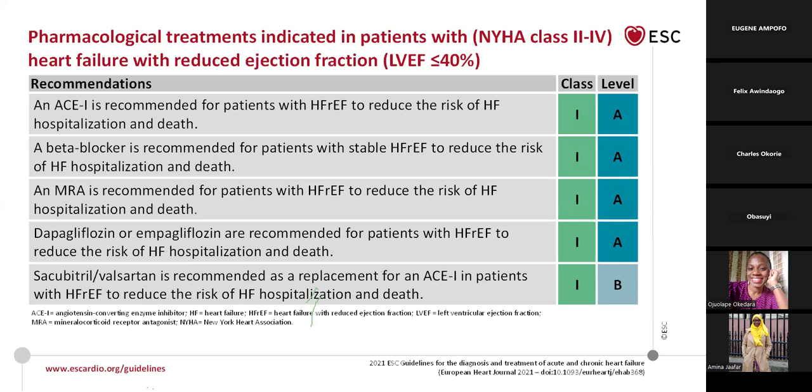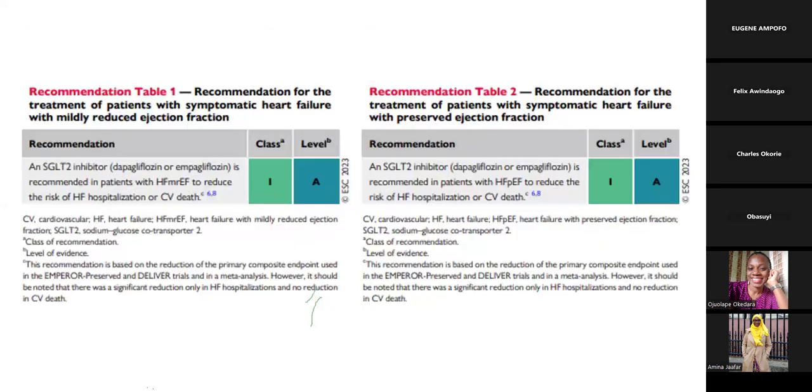Okay, so ESC guidelines: dapagliflozin or empagliflozin are recommended for patients with heart failure with reduced ejection fraction to reduce the risk of heart failure hospitalization and death. That is a class 1 indication. In the focused update, they stated dapagliflozin and empagliflozin are recommended in patients with heart failure with mildly reduced ejection fraction to reduce the risk of heart failure hospitalization or cardiovascular death. And for heart failure with preserved ejection fraction, it is also a class 1 indication and level A evidence.